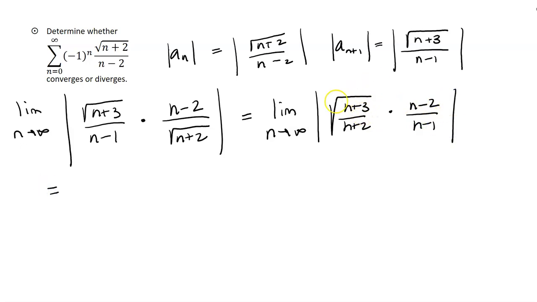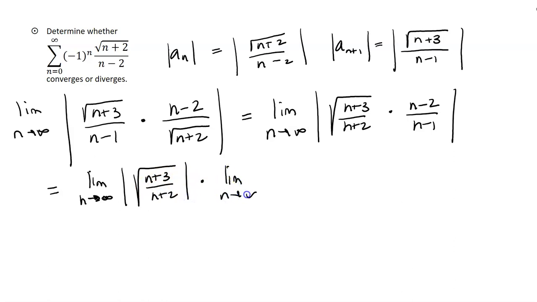And then I'm going to observe that this limit exists because we have the same power. Even though it's under the square root, you know that you can move that to the outside. These have the same power here, so this limit exists. So let's just split this into two limits and multiply them. That's one of our properties of limits from way back in the day. So the square root of n plus 3 over n plus 2 times the limit as n approaches infinity of n minus 2 over n minus 1, all in absolute values. So this one, again, gives me 1 over 1. And this one gives me 1 over 1.